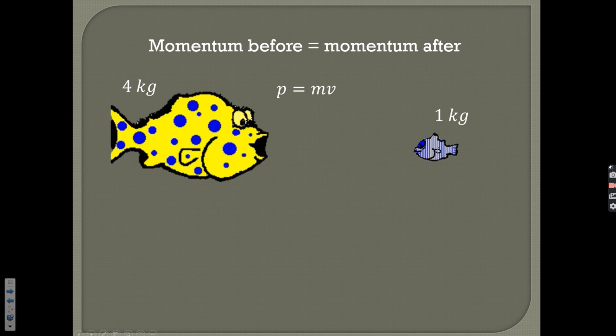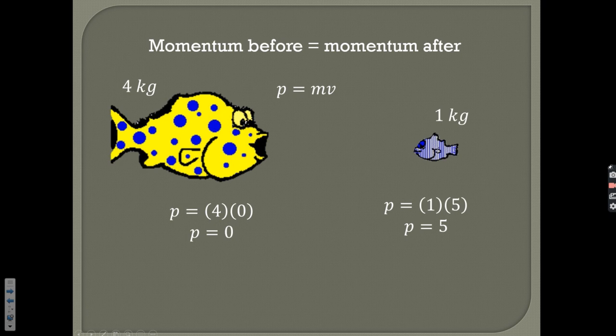Then the momentum initially of the large fish would be a total momentum of 0 because its velocity is 0, it's just stationary. And the momentum of the smaller fish would be 5 because it's weighing 1 kilogram and it's moving at 5 kilometers an hour. So the overall total momentum before the collision is 5 plus 0. Now we know that that needs to be equal to the momentum after the collision. So we can use the same equation, P equals mv, where the momentum will be 5 because it has to be the same as it was before.